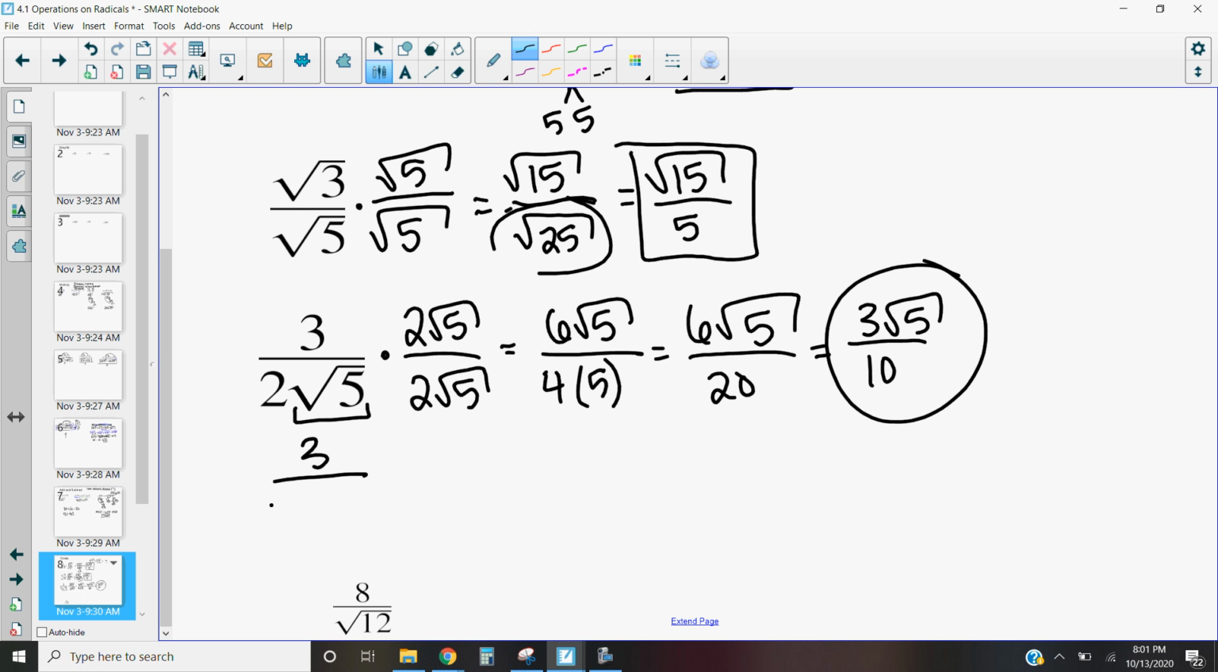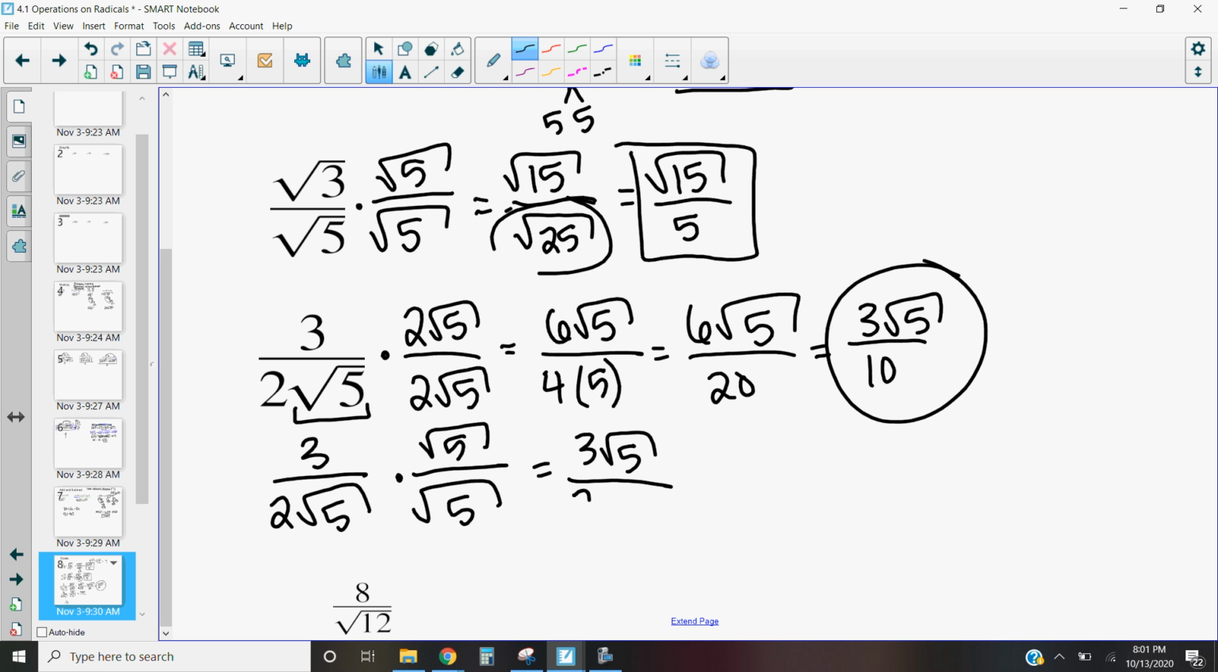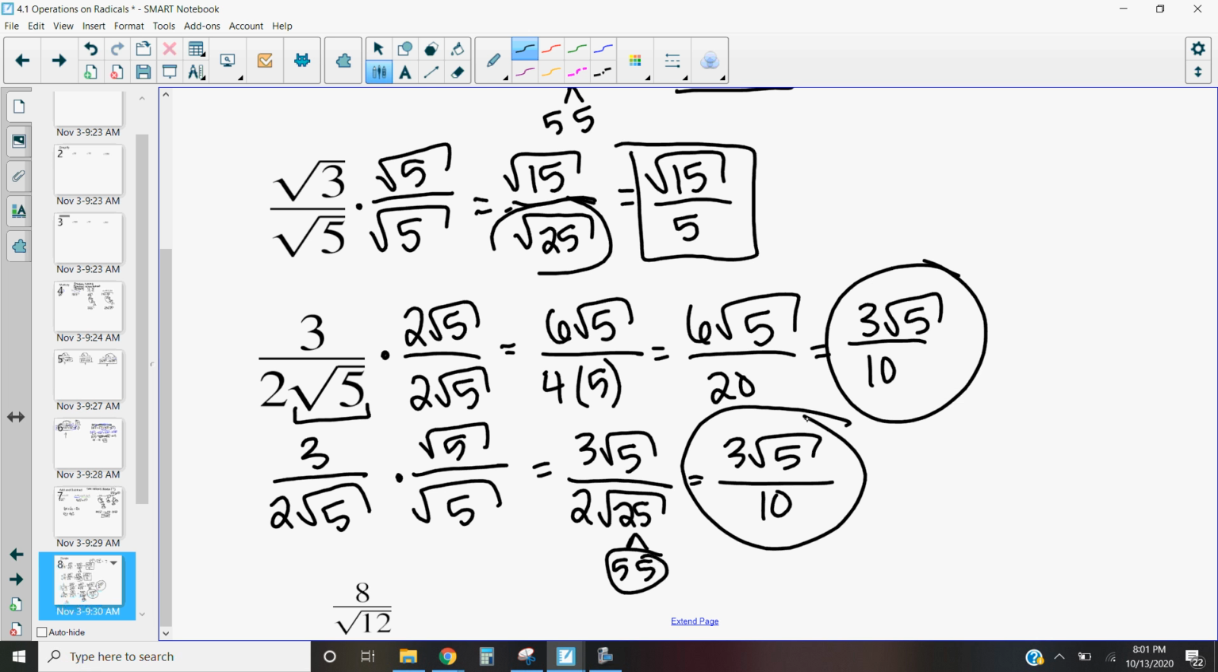If we skip that and we just multiply by root 5, because all I need to get rid of is that root 5, I end up getting 3 root 5 over 2 times root 25. We know that this is going to be 5, and so we get 3 root 5 over 10. So it's not much easier. It's just one less step, but that's what we want to do there.